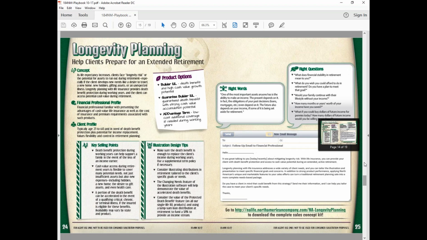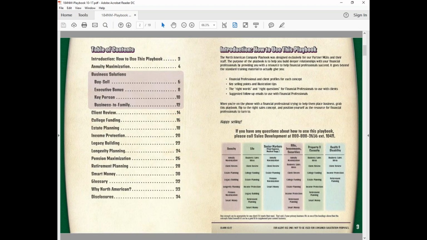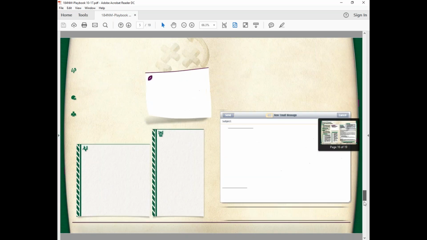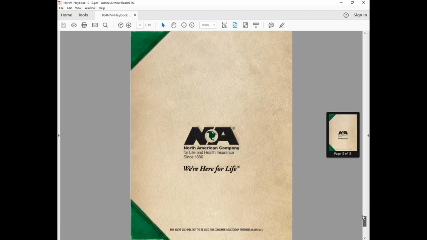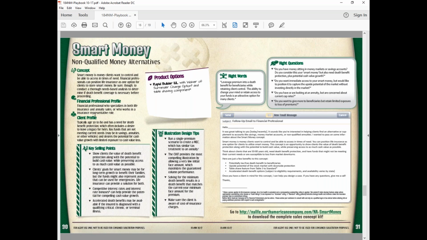So next, I'm going to go back up to this main page here, and I'll go through one more concept with you guys just so you can learn a little bit more about how to use this playbook. The next concept I'll go over with you is going to be smart money. This is another concept that utilizes IUL on page 30. I went way too far. There she is. So now we're going to look at smart money.